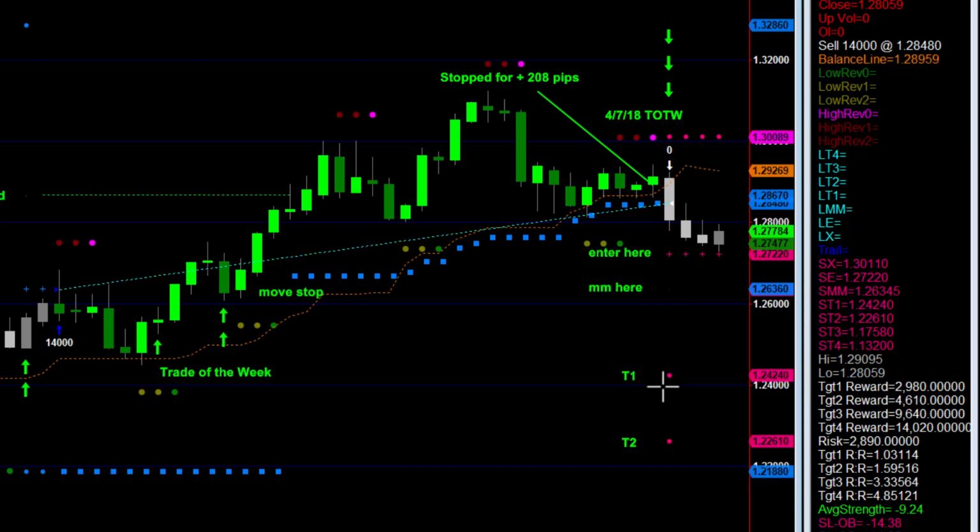Okay, so at target 1, target 2, target 3, target 4, you can get the numbers right here in the data window. Right, there's target 1, 24.24. Target 2 is 22.61. Target 3 is 17.58. Target 4 is 13.20. We ignore the 5th digit.